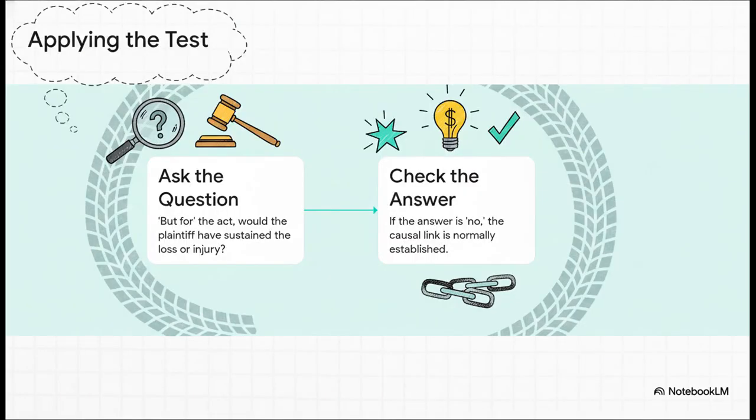Okay, so here's how it works. First, you ask that key question. Going back to our example, but for the factory pumping out that discharge, would the fish have died? Then, step 2, you look at the answer. If the answer is a hard no, like those fish would have been perfectly fine otherwise, then boom, the causal link is usually established. Seems pretty cut and dry, right? Well, what happens when the real world gets messy?